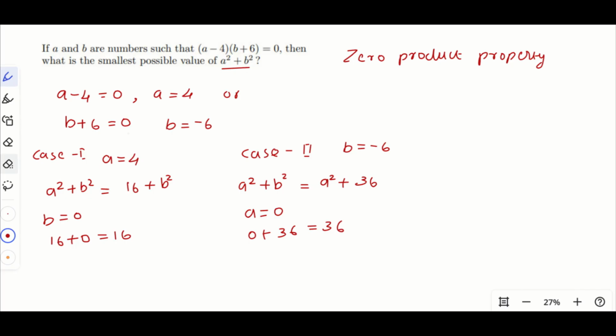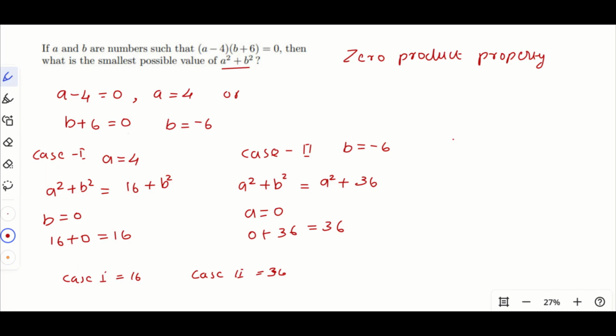Now we have to compare the results. So case 1 gives 16 and case 2 gives 36. What is the smallest value? Case 1 gave you 16 and case 2 gave you 36. So what is the smallest value here? 16. So the answer will be 16.